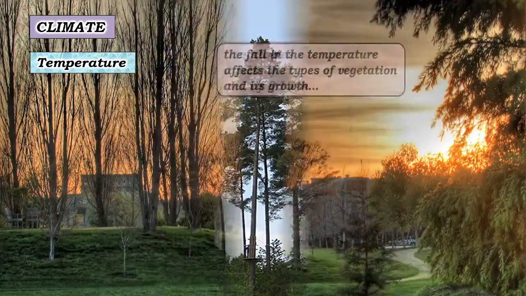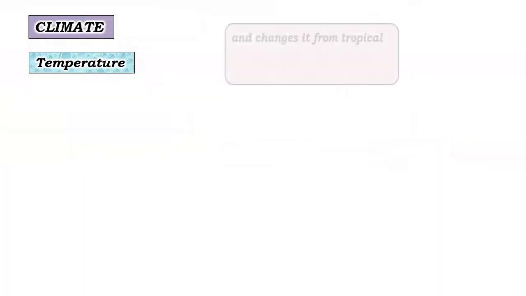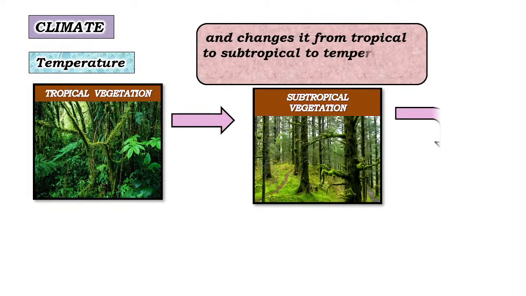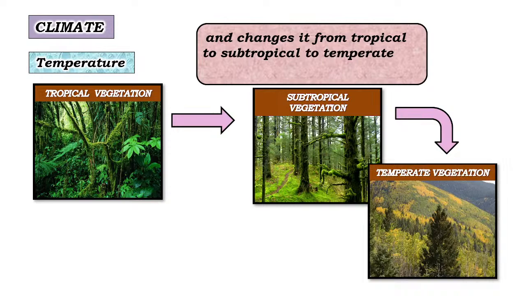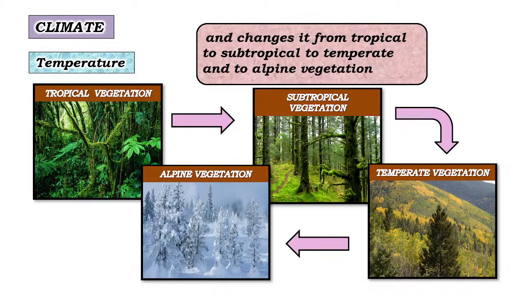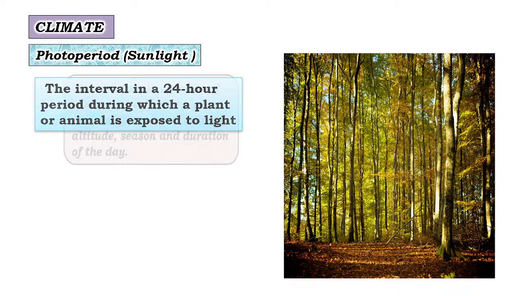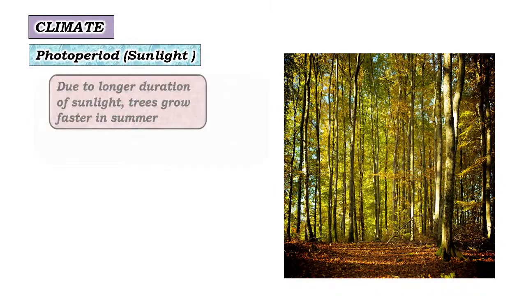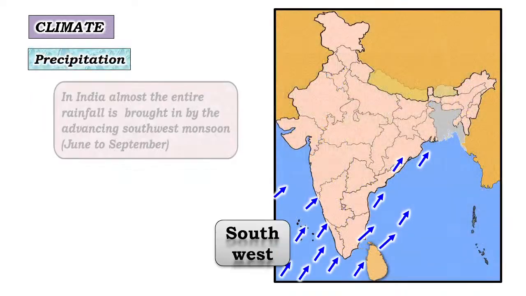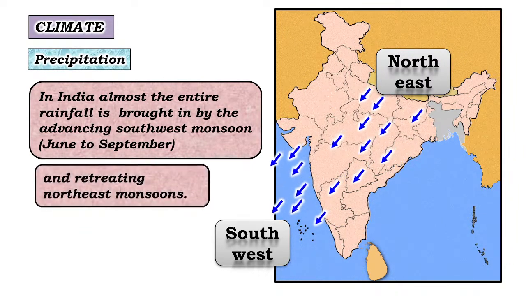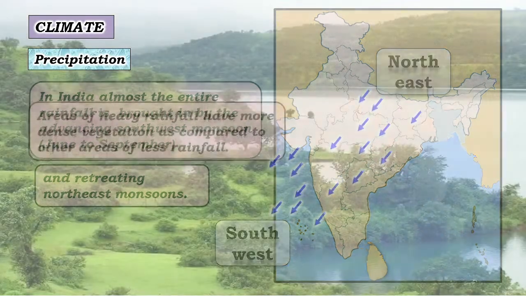temperature also is an important factor for the growth of the plants and animals. Tropical vegetation, evergreen forest, subtropical vegetation, temperate vegetation, and alpine. Alpine means snow area. In India, we have everything. Okay. So photo period, sunlight. Okay, look at this. Now, southwest monsoon wind. So the idea of rain is clear. The southwest monsoon wind is going here. Okay, and the northeast monsoon wind is coming like this, retreating monsoon.